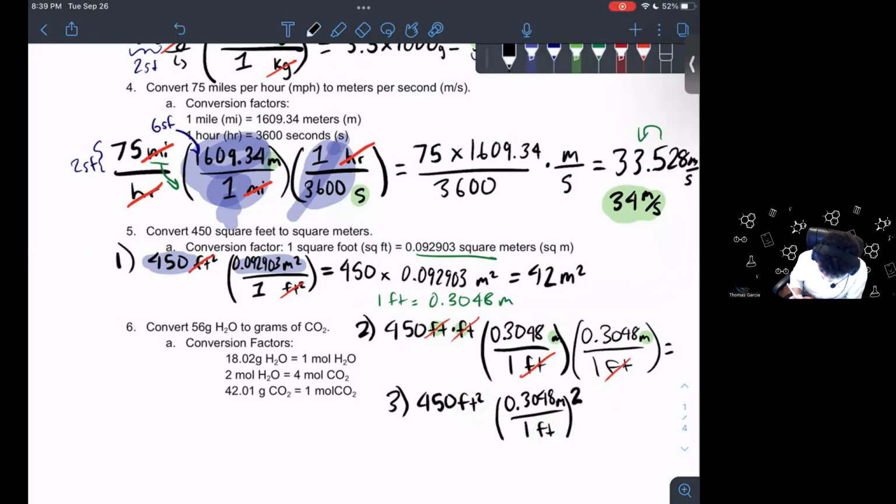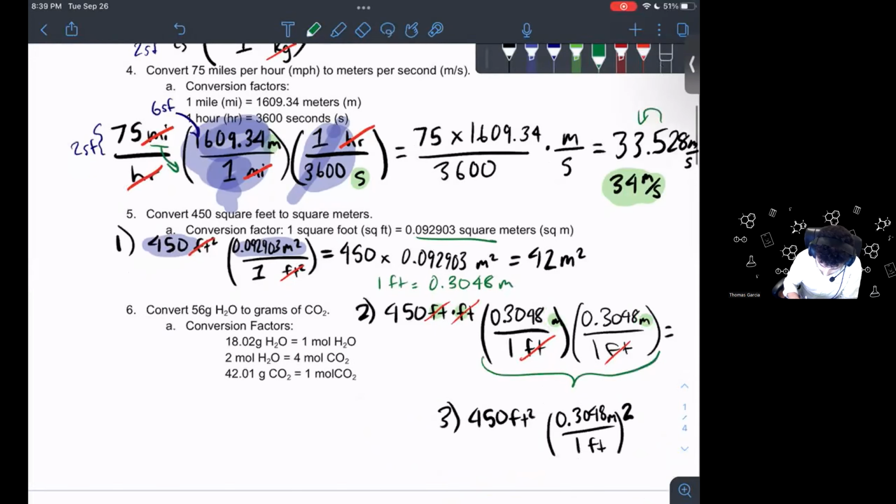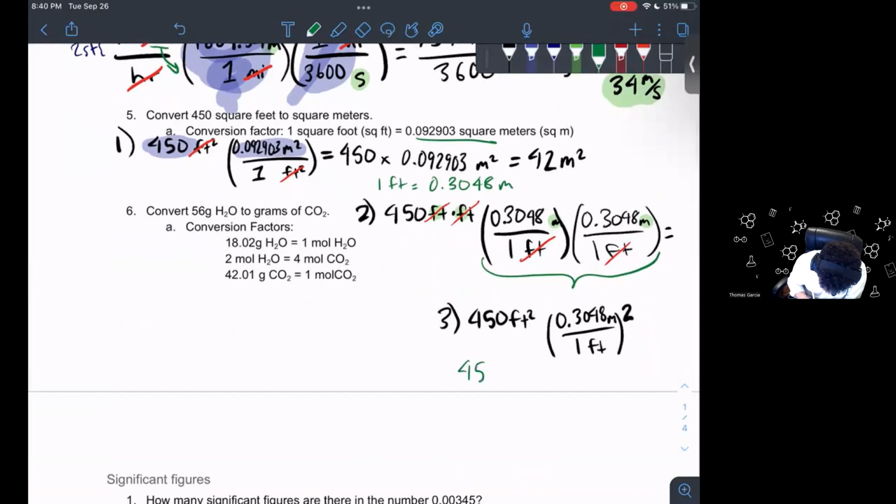In this one, I will square the whole parentheses. And when I do that, it's actually exactly the same as this parentheses above it, because that parentheses squared is the same thing as putting 2 of them next to each other. So method 3 and method 2 are exactly the same. The only difference is your calculator has one slightly easier task, because you're just doing 450 times 0.3048 squared. So you have to type less into your calculator, but it's otherwise the same thing.